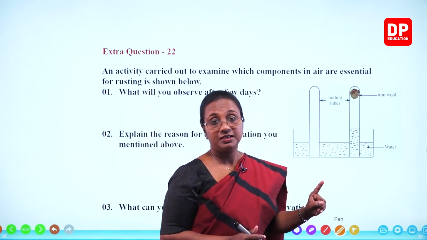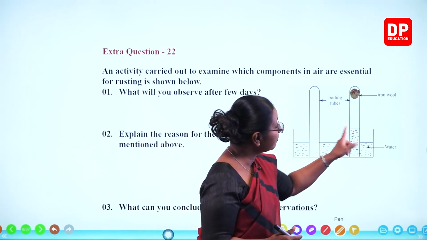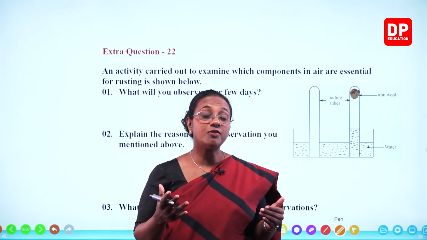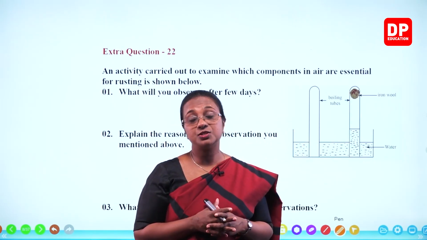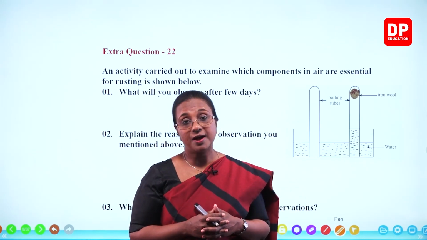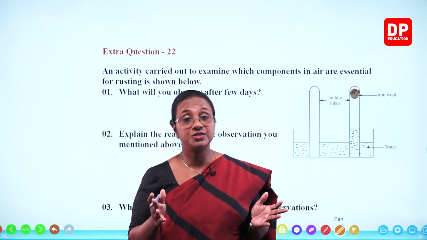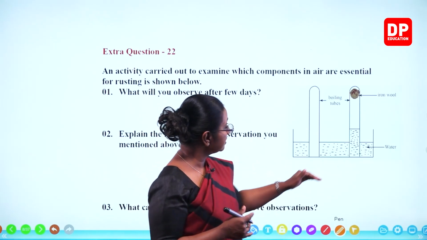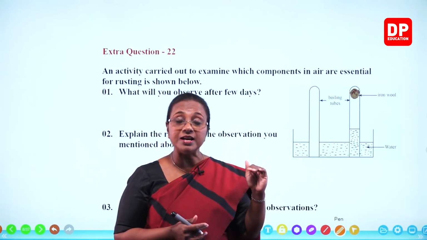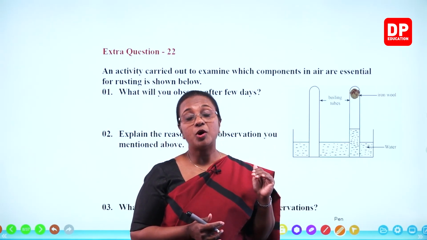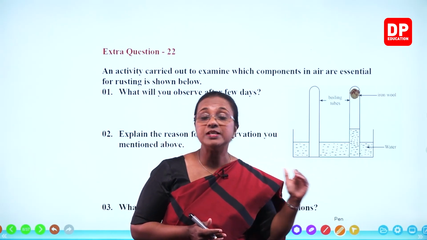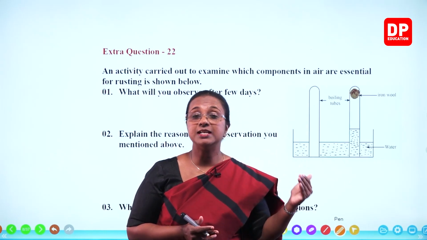And after that, you can understand 1/5 of the volume. 1/5 of the volume is 20% of the volume of air. Now you all know in air there is 20% oxygen. So since the water level has risen up to 1/5 of the volume of the boiling tube, that volume is equal to the volume of oxygen in air.